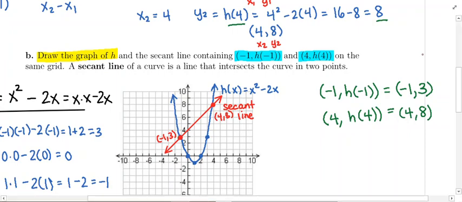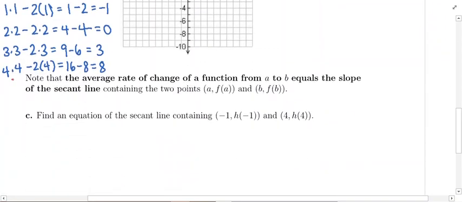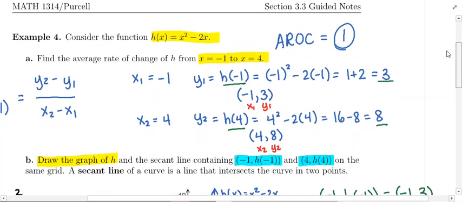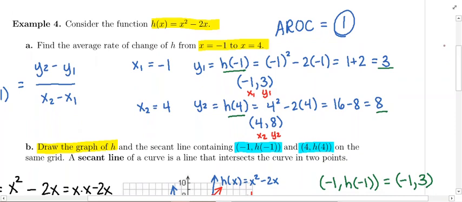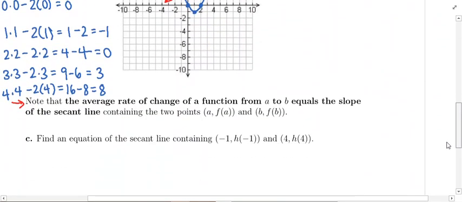Okay, all right, so there's a statement below here that is going to explain what the average rate of change is. Remember in part A, we had this function, the parabola, h of x is equal to x squared minus 2x. We examined the part of this graph between x equals -1 and x equals 4. We computed the average rate of change between those two x values, and we came up with a value of 1. So this statement is going to interpret that for us.